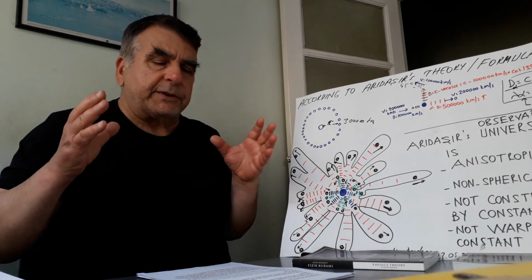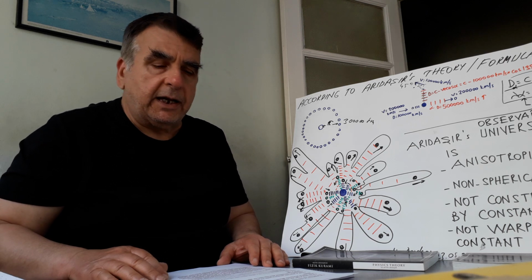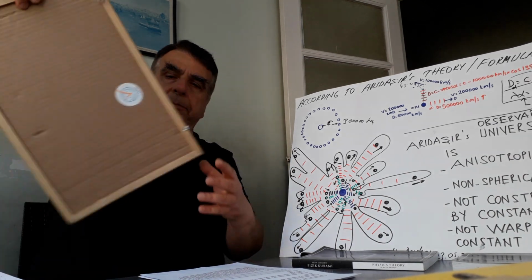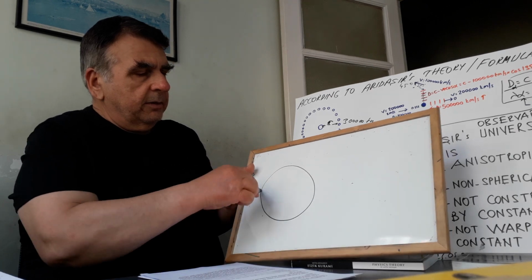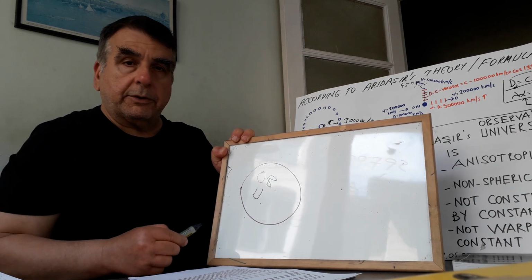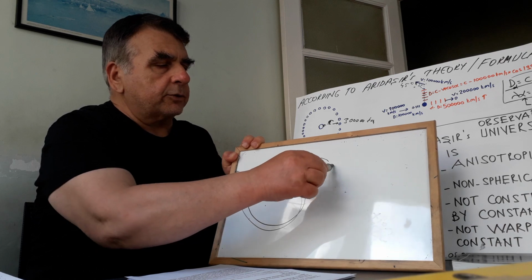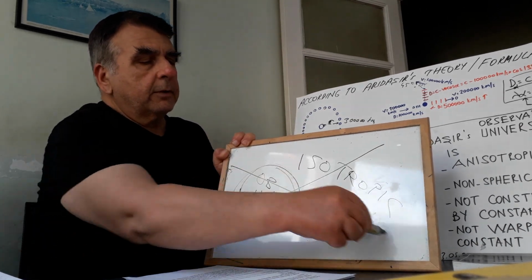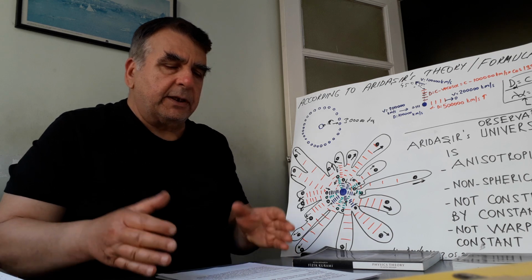Eventually, the observable universe is not a sphere. Observable universe is non-spherical shape. 5. The observable universe is not isotropic. Observable universe is anisotropic. Whereas, in accepted physics theories, this is the edge of the limit of the observable universe. Okay. Spherical shape. And isotropic. In accepted physics, no. Wrong.